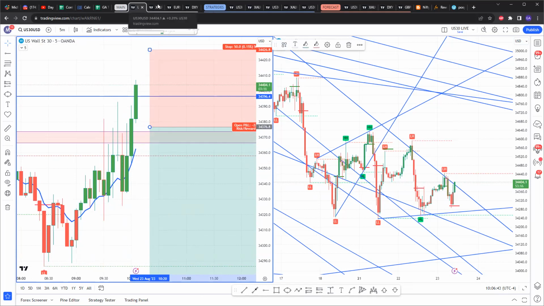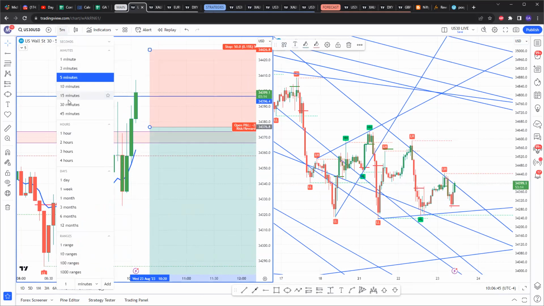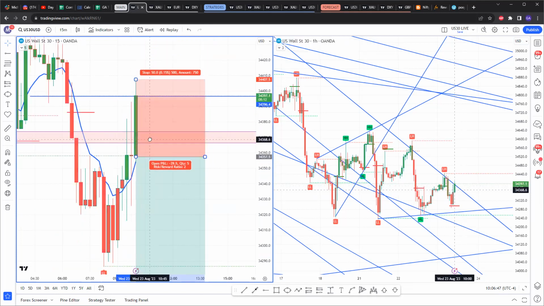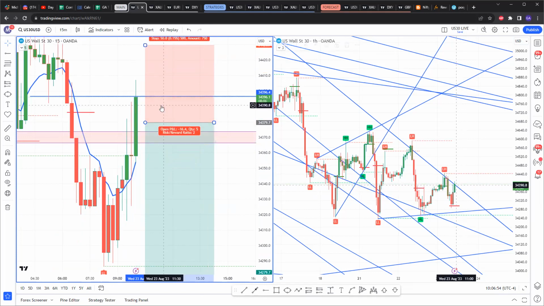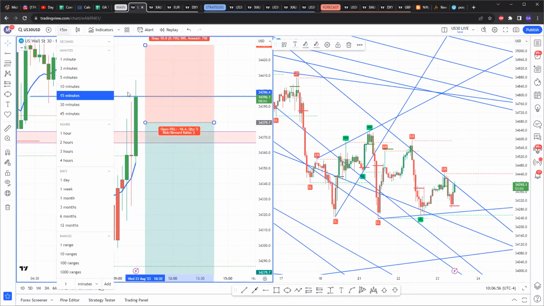I don't know if anybody entered this one, because this should be it right here. I know I was analyzing gold. If you didn't enter, let's wait for the entry on the 5-minute.